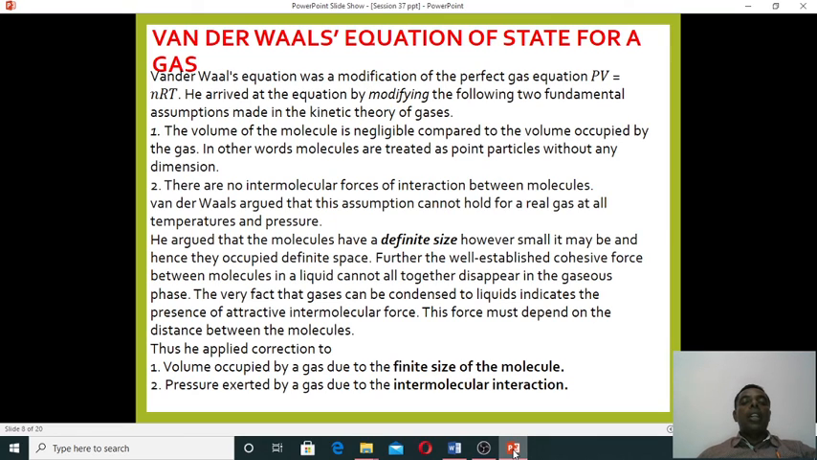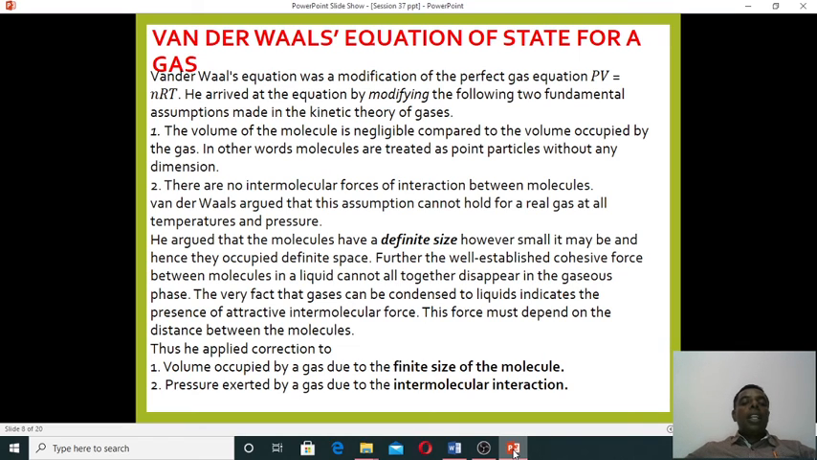Van der Waals argued that these assumptions could not hold for a real gas at all temperatures and pressures. He argued that molecules have a definite size, however small it may be, and hence they occupy a definite space. Further, the well-established cohesive force between the molecules in a liquid cannot altogether disappear in the gas phase. The very fact that gases can be condensed to liquids indicates the presence of attractive intermolecular forces. This force must depend on the distance between the molecules.